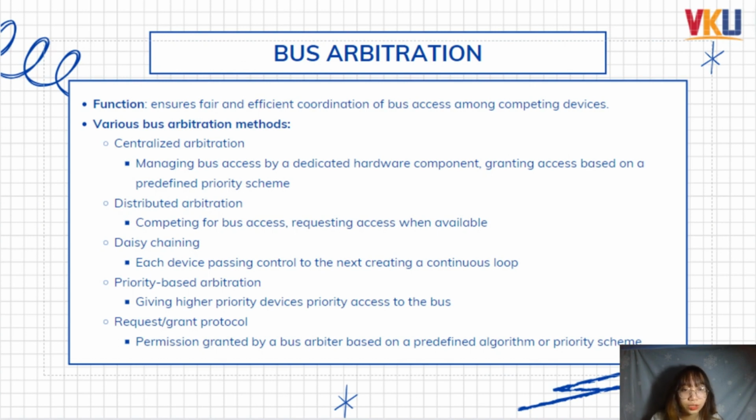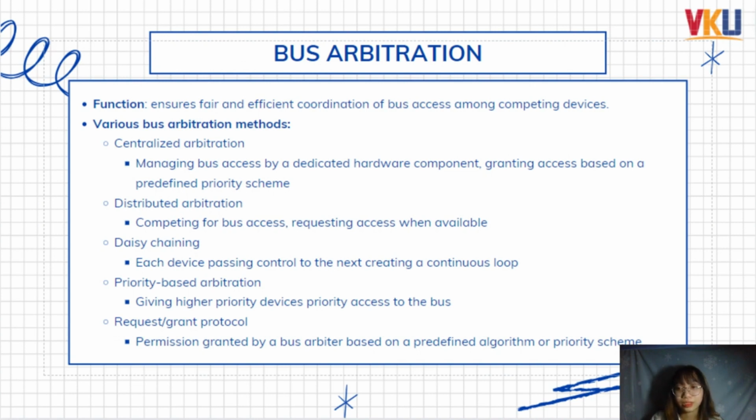Here I have centralized arbitration, distributed arbitration, daisy chaining, priority-based arbitration, and the last one is the request and grant protocols. In centralized arbitration, this method involves a dedicated hardware component managing the bus access, granting access based on a predefined priority scheme to different devices or processors.